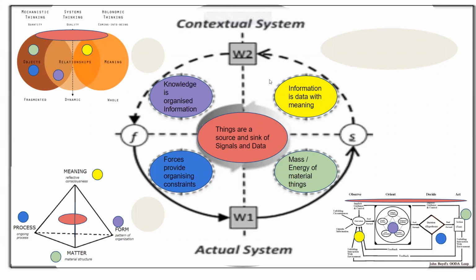So this is essentially a representation of relational theory. So things are a source and a sink of signals and data. Information is data with meaning. So when the data is received by an entity, it's given meaning.